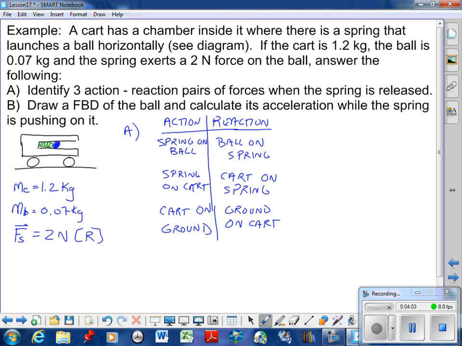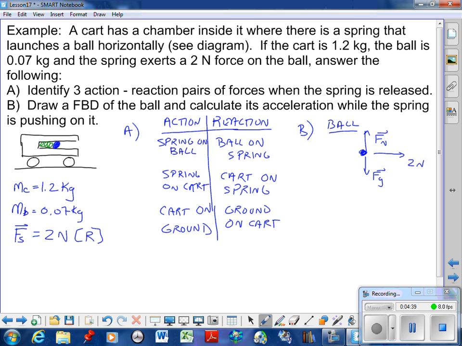So that's A. B part. Draw a free body diagram of the ball and then calculate its acceleration while the spring is pushing on it. So, if we look at the ball, here's my free body diagram. Okay, we're going to assume that the force due to gravity, Fg, and the normal force are equal because it's in the chamber. The unbalanced force is 2 newtons, so it's pushing it to the right.